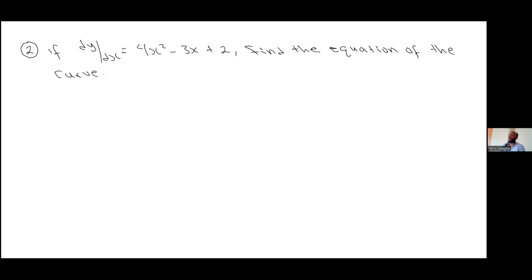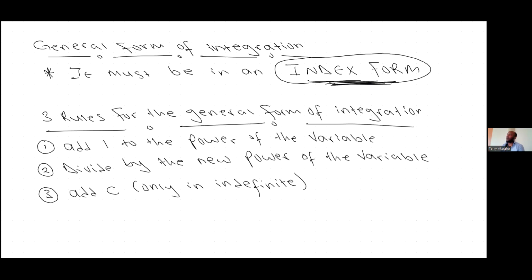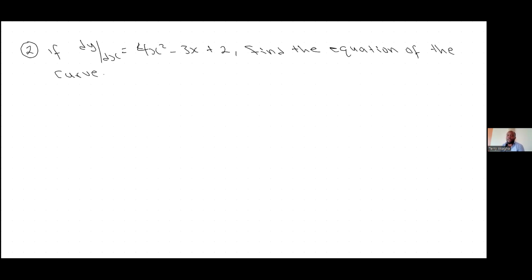Okay? Find the equation of a curve. So if it's 4x squared minus 3x plus 2, now the same principle we've talked about: the first step is to add 1 to the power of the variable. So now you can see it's in index form, so that means we can solve this. So that means you can have step 1.